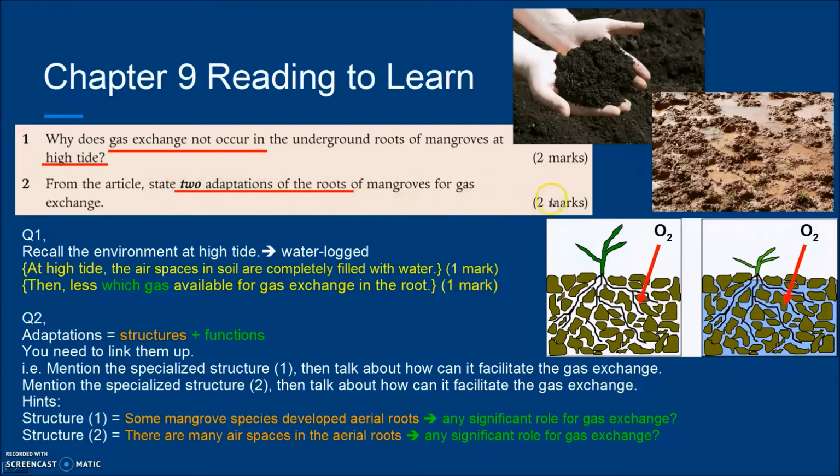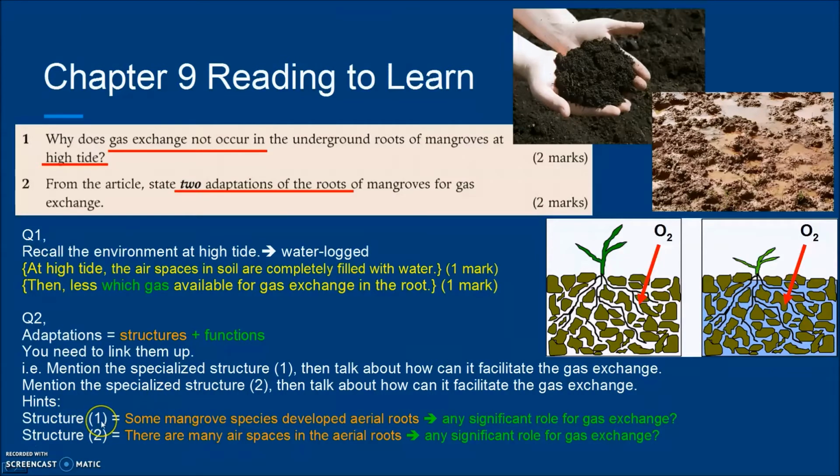Normally this question may carry 4 marks, so the question will become: state and explain 2 adaptations of the roots of mangroves for gaseous exchange. In this question I would like to cultivate your logical thinking, to link structure and functions. You need to mention the first specialized structure and talk about how it helps in gaseous exchange, and then mention the second specialized structure and talk about how it facilitates gaseous exchange.